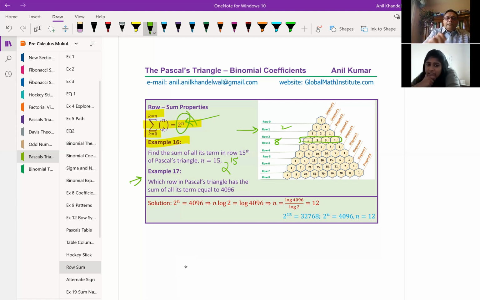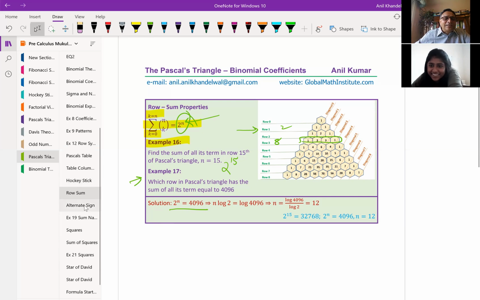Now, the idea here is 2 to the power of n is 4096. Many times it is difficult to solve this because you have to use logarithms, correct? Do you remember? Log both sides. Let me just get my calculator. You do log base 2 of 4096. 12. Correct. I can't do that in my head, so you have to revise logarithms to get into this.